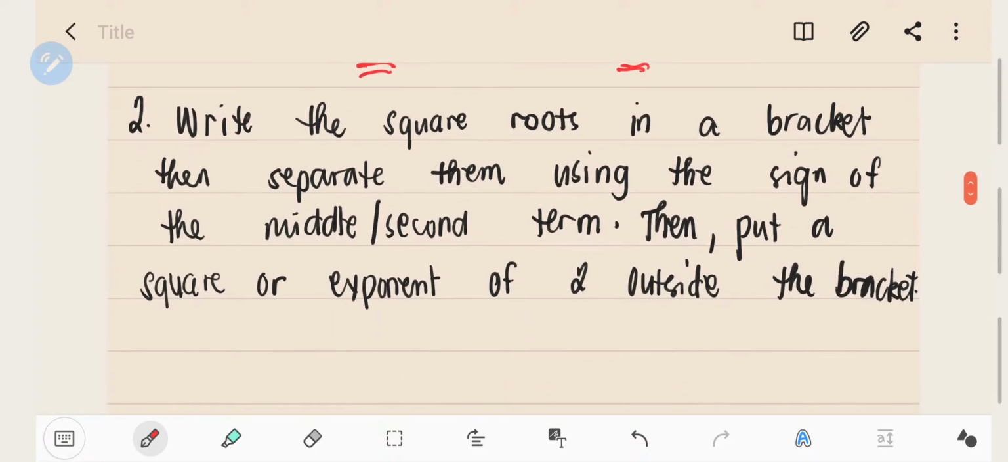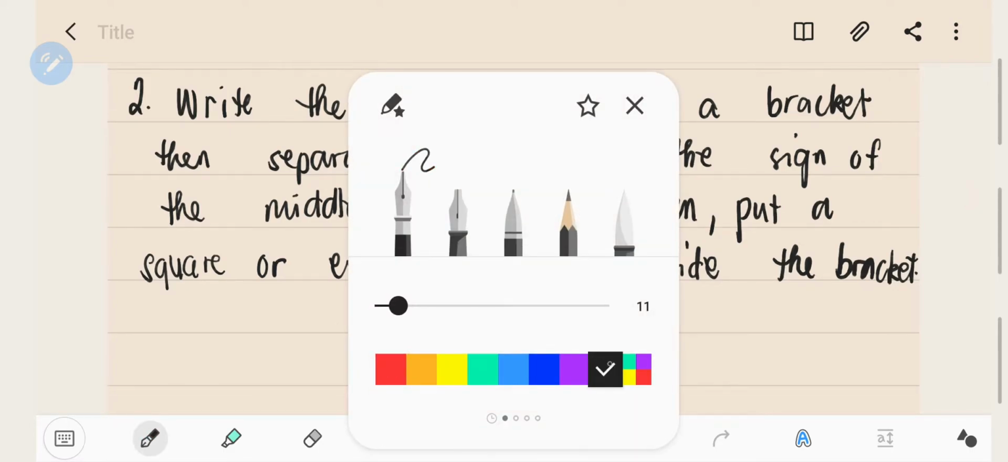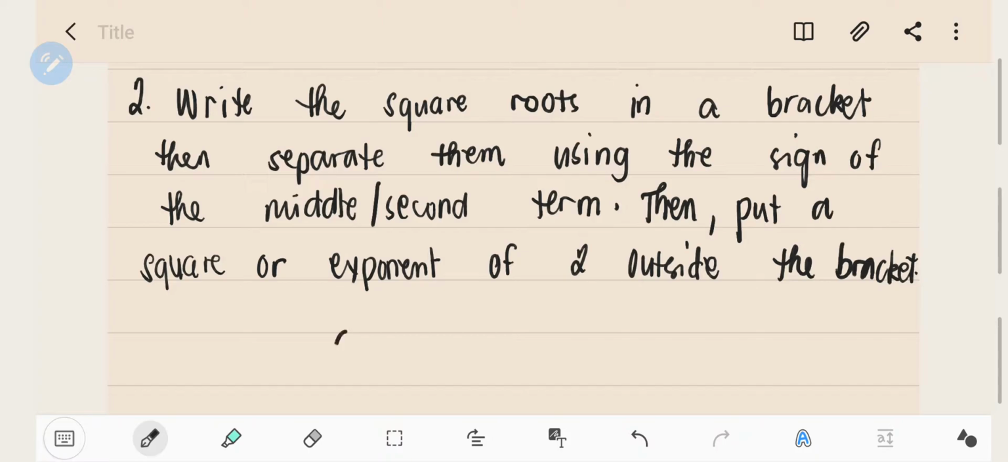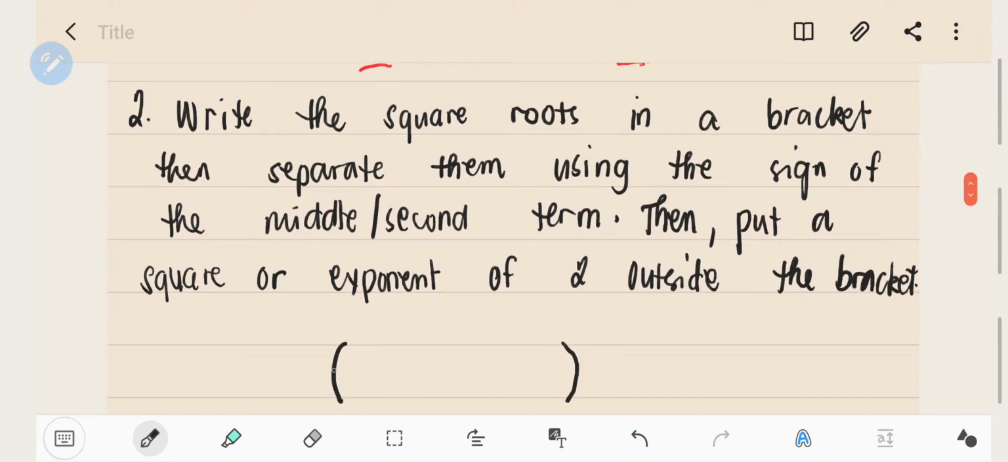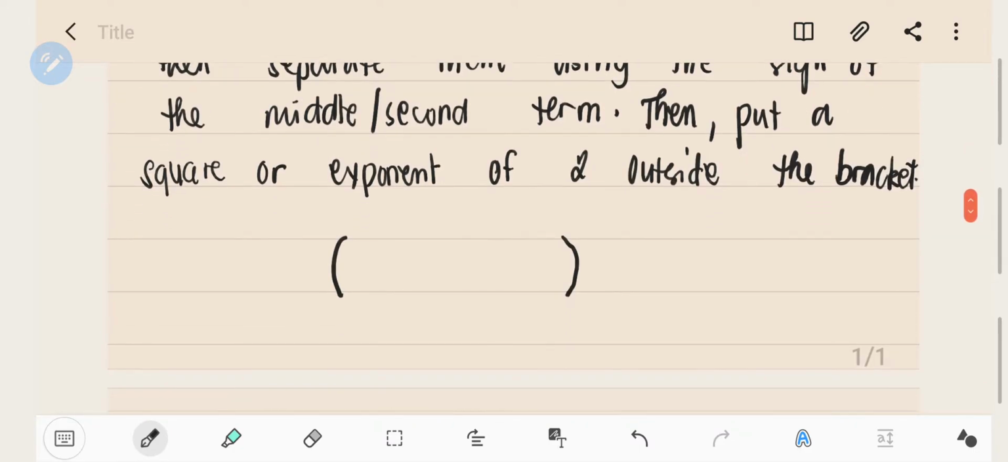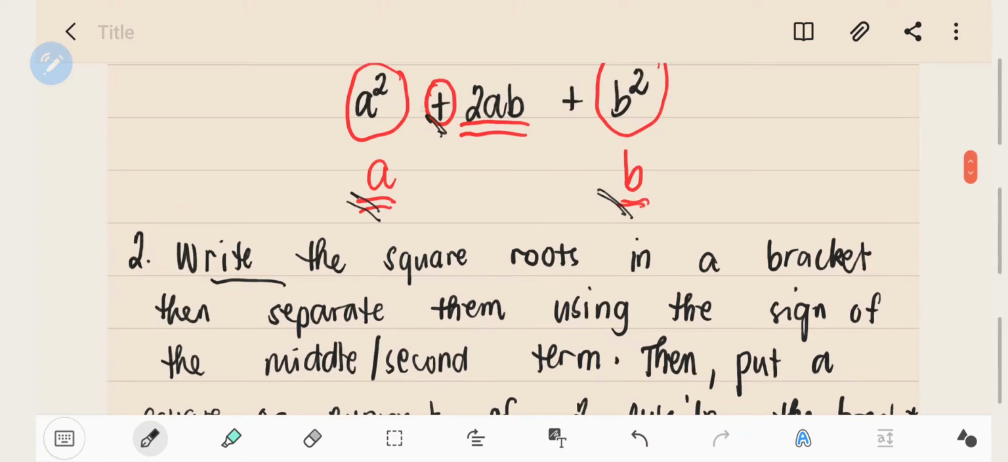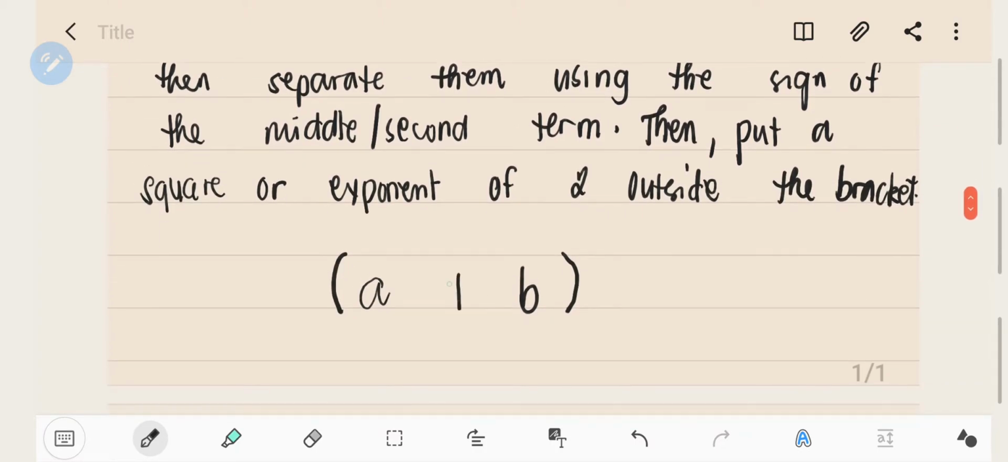So, anong gagawin? Gumawa ng bracket. So, ito yung ating bracket. Ilalagay natin dito sa bracket yung nakuha nating roots. So, ang nakuha natin ay a at saka b. So, lagay natin dito yung a. And then, sa kabila naman ay yung b. And then, nagawa na natin ito. Separate them using the sign of the middle term. The middle term has a plus sign. So, plus ang ilalagay natin dito.